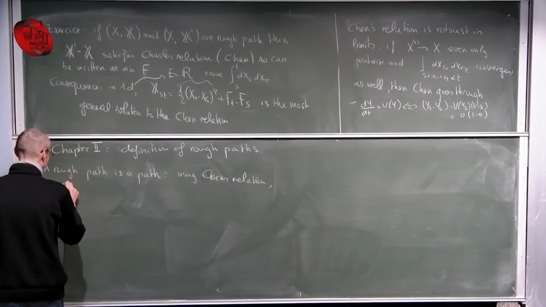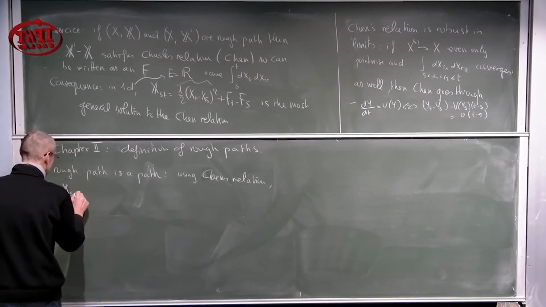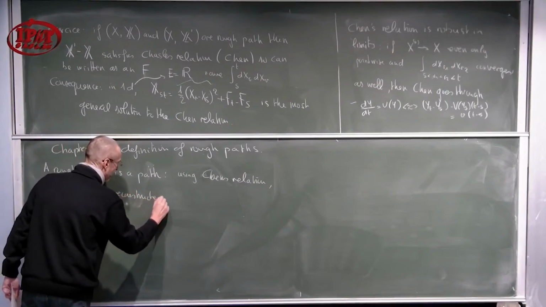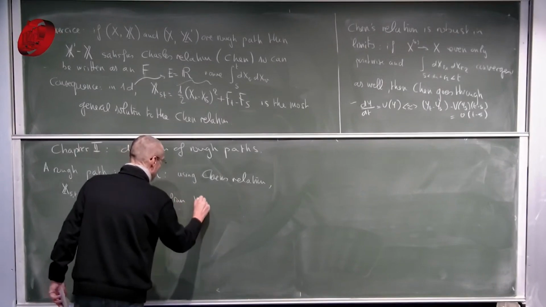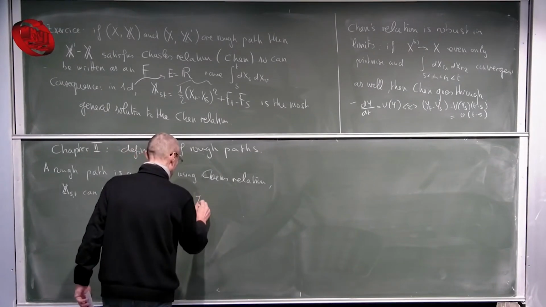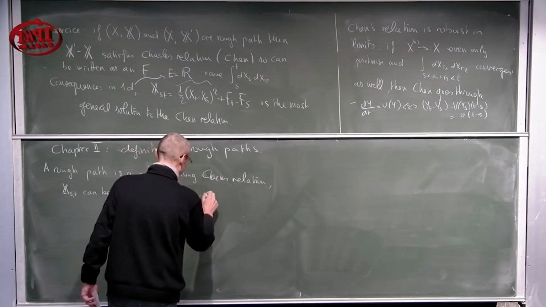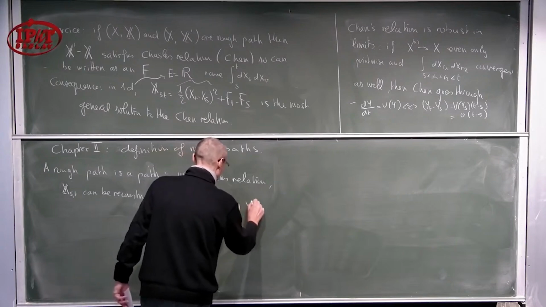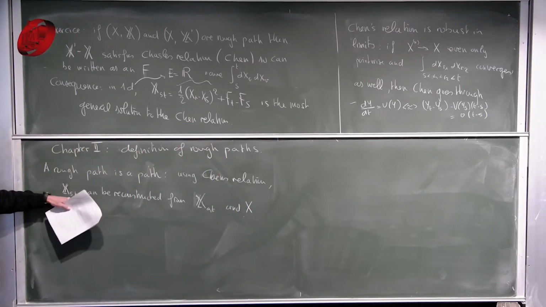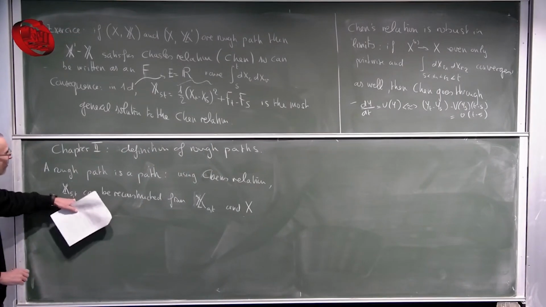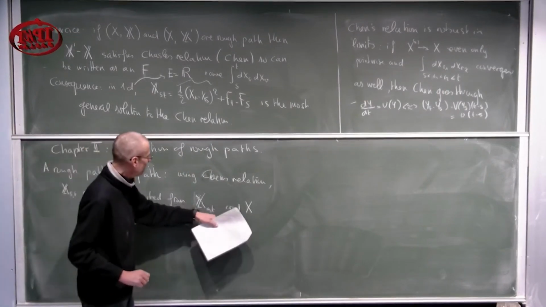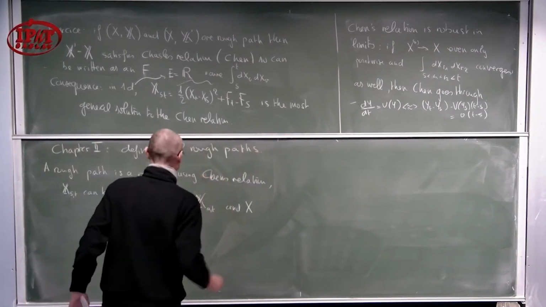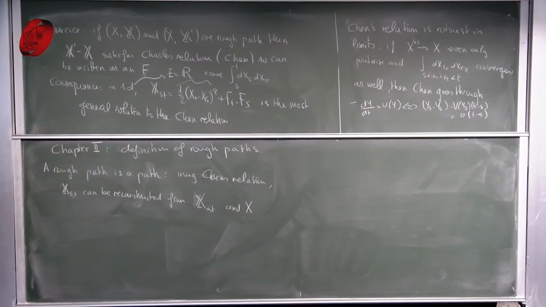X_{s,t} can be reconstructed from X_{a,t} and X. So you can fix s to be the beginning of the interval, only give this, and then using Chen's relation, you can recover the full one. Well, this is pretty obvious. You just look at Chen's relation and do what you have to do. You can have a look at the notes, but you can reconstruct.